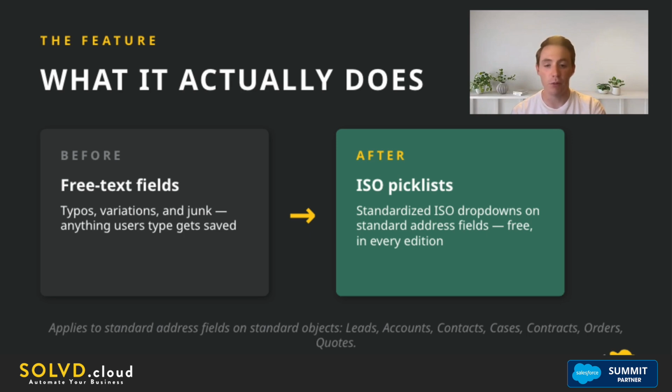State and country pick lists replace the free text state and country fields with standardized ISO-based dropdowns. It applies to the standard address fields on standard objects: leads, accounts, contacts, cases, contracts, orders, and quotes. No typing, no typos. Users pick from a list, and that protection applies even to records created through the API.